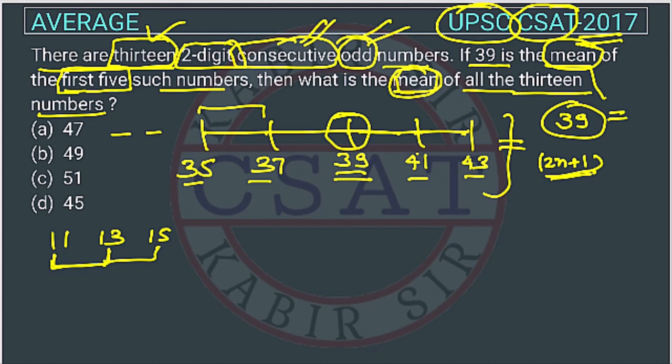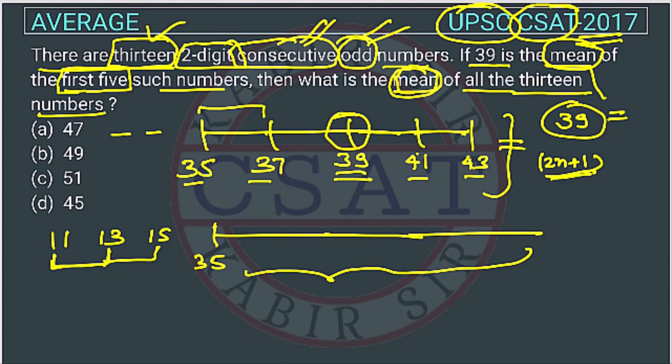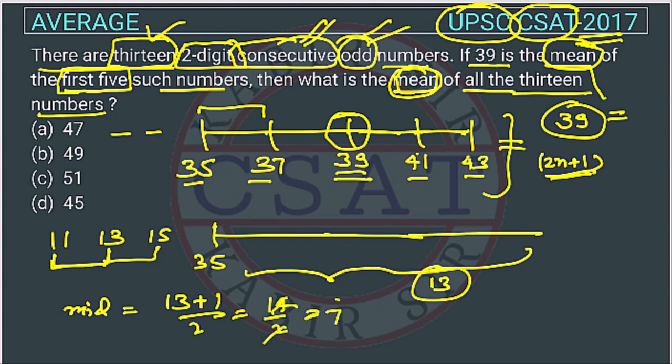Now they have given that there are 13 such numbers, starting from 35. So the total number is 13, right? So what will be the midpoint of 13 numbers? The midpoint of 13 numbers will be (13 plus 1) by 2, which means 14 by 2, which means 7. So the 7th point is the midpoint of these 13 numbers, right?